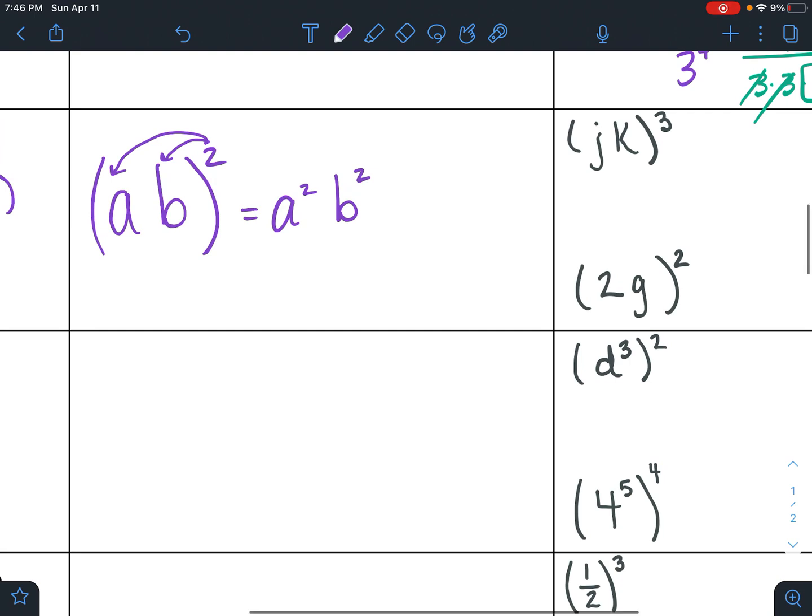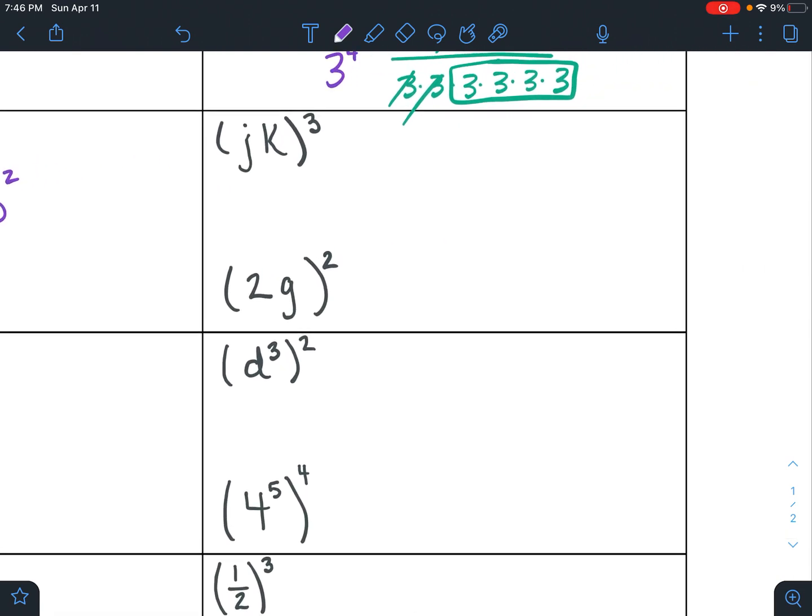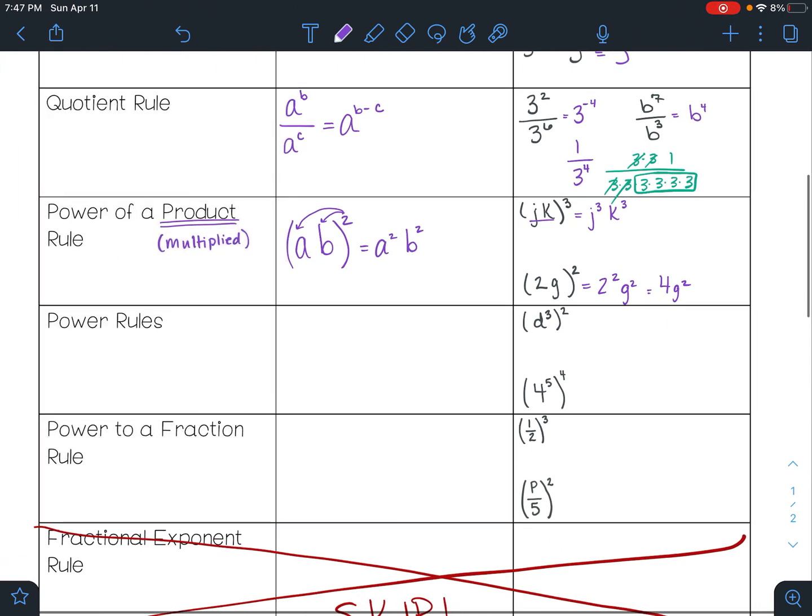Let's check out some examples. So I'm going to take that 3 on the outside and quote unquote distribute it to those inside. So that'll give me J to the third times K to the third. Again, you can only do this when my things inside are being multiplied. Again, my things inside are being multiplied, so I'm going to distribute: 2 squared G squared. Obviously, I can simplify 2 squared. That's 4G squared. Awesome. All right, let's do another one.